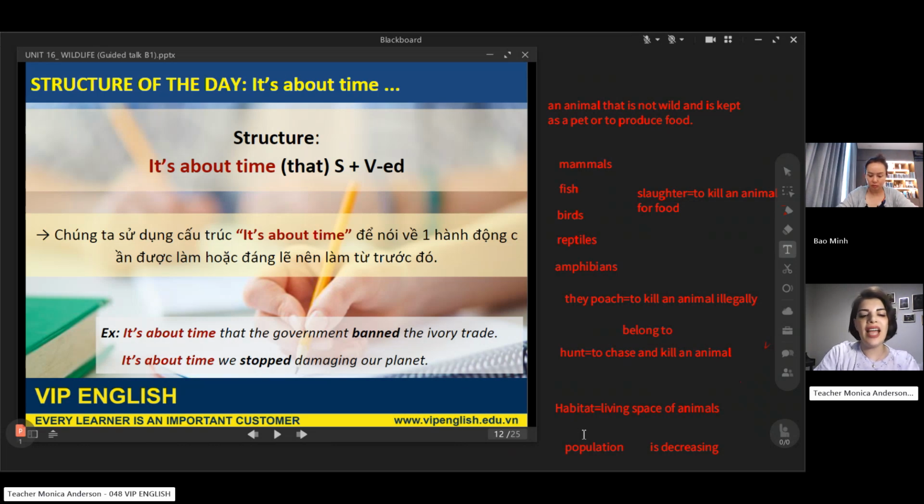Okay, and now you make a sentence. It's about time we started learning English. Very good, of course. Or it's high time we started learning English. Yeah, of course. And one more.